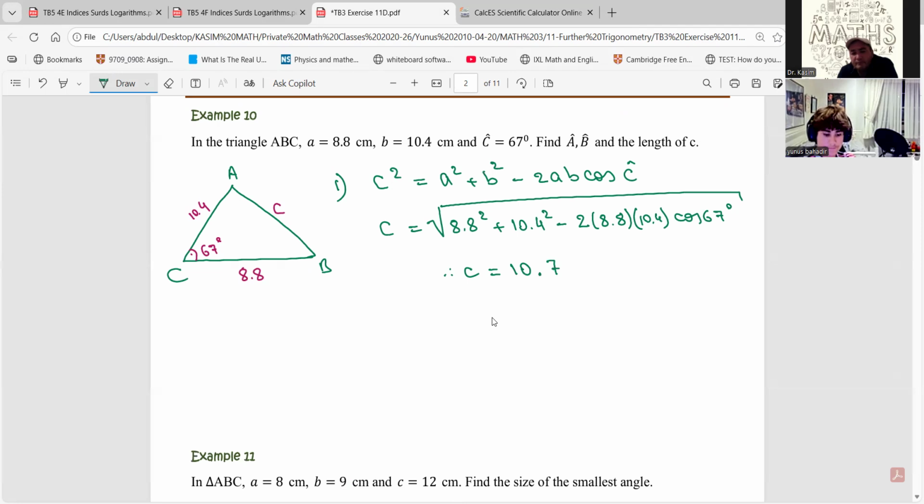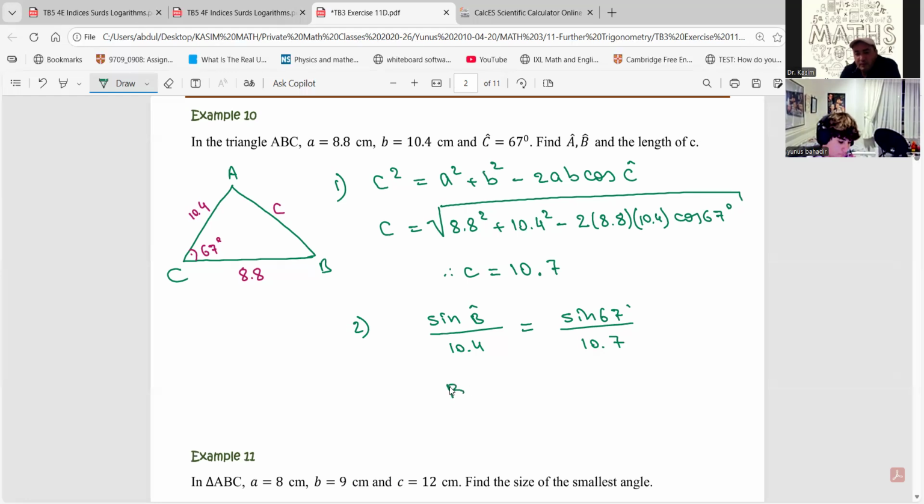Number two, we just need to find only one angle, right? Let's start with B, because the sum of the angles is 180, so we can find the other angles. Sine of B over 10.4. Now I'm using the sine rule. And we know sine of 67 degrees over C. What is C? 10.7, right?